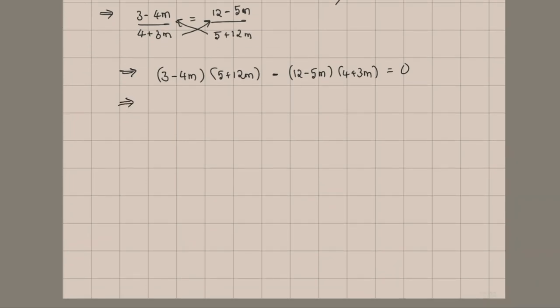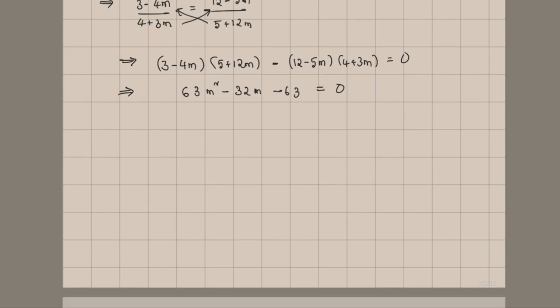If you multiply this and solve, you get 63m square minus 32m minus 63 equals 0. Even now the product of roots is minus 1, which is minus 63 by 63. Now this is nothing but (7m minus 9) into (9m plus 7) equals 0, you just need to factorize. So m is 9 by 7 comma minus 7 by 9. So we got two slopes.